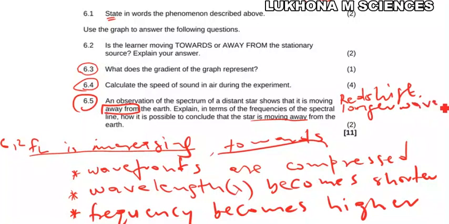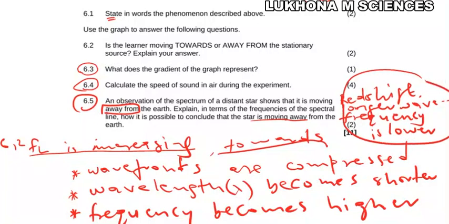If it is a longer wavelength, the frequency is lower. That is what we're talking about. Therefore the star is moving away. So this is the explanation that you can give. It's the red shift, meaning that the spectral lines are shifted towards a longer wavelength and a lower frequency.